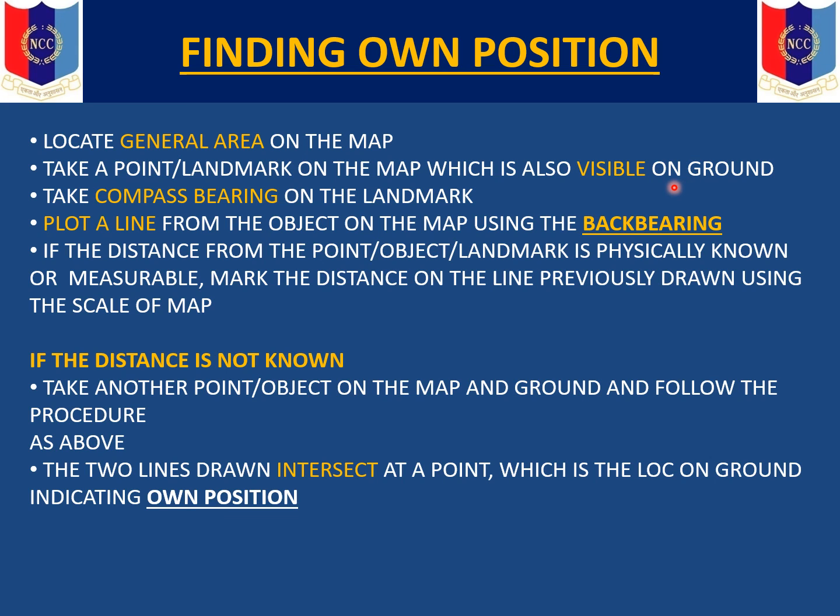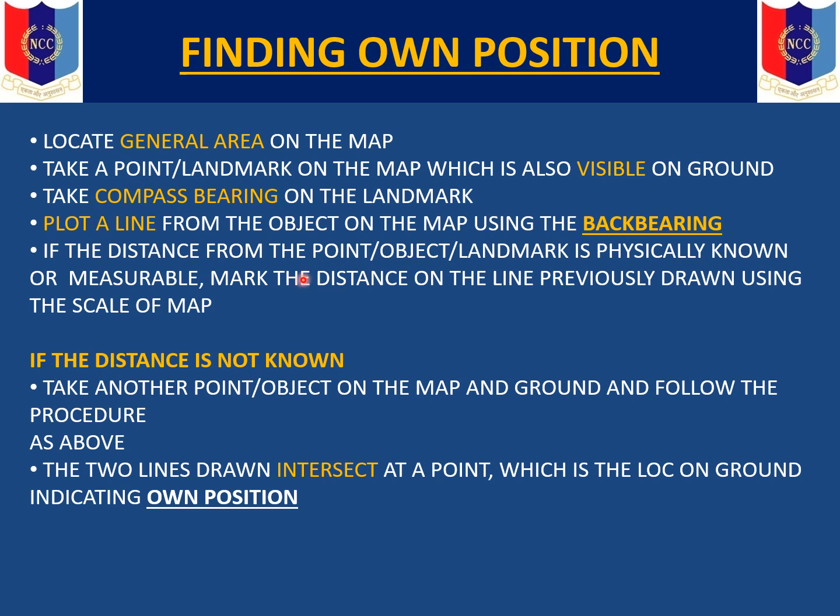As we have seen earlier, a map is a representation of selected features, not everything. So the landmark which you have chosen on the ground is supposed to find a place on the map also. Take the compass bearing on the landmark, and plot a line from the object on the map using the back bearing. What it means is that you take the magnetic bearing from your location towards that landmark, and using that plus or minus 180 degrees you get the back bearing.